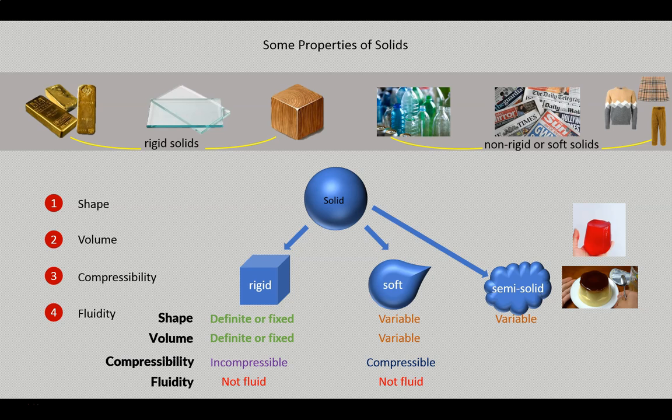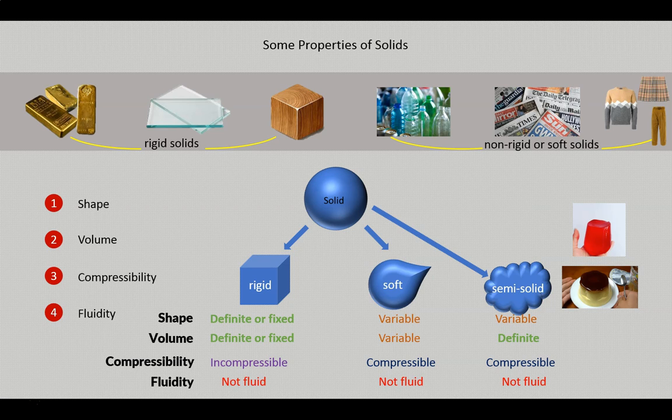Volume, however, is trickier. If you squeeze Jell-O, it will change shape, but the total volume will still be the same. The Jell-O was just squeezed out in some other direction. So we'll put definite here for volume. These materials are compressible, and they do not flow, not fluid.